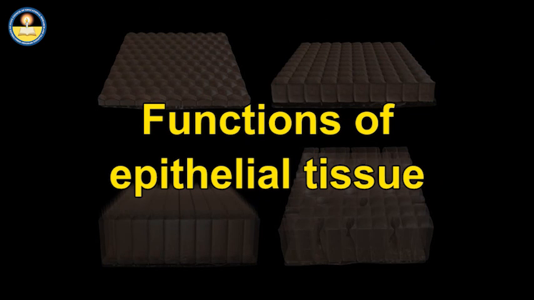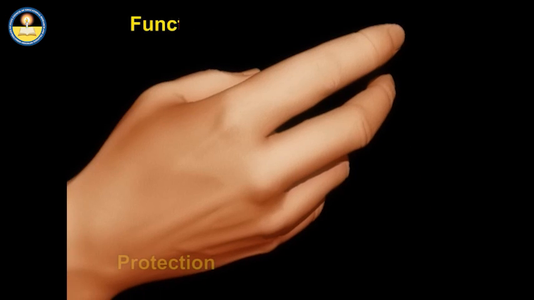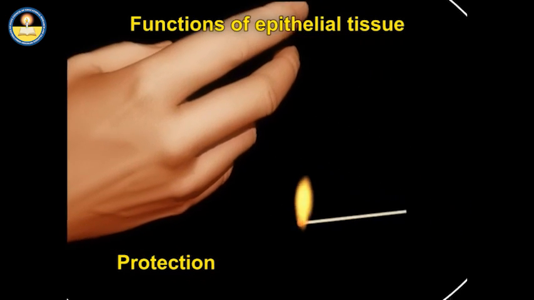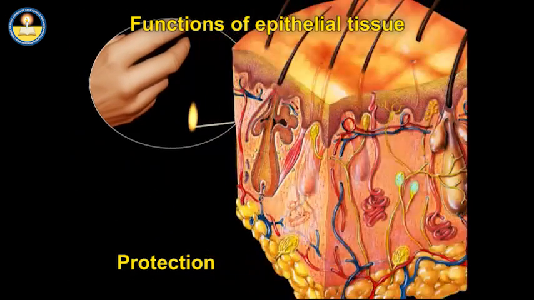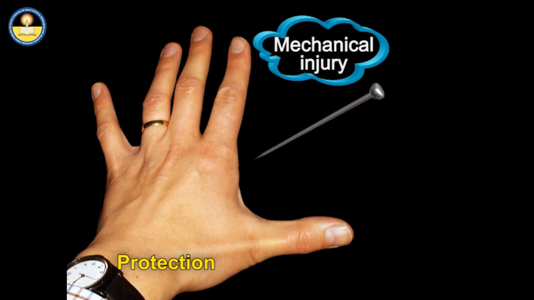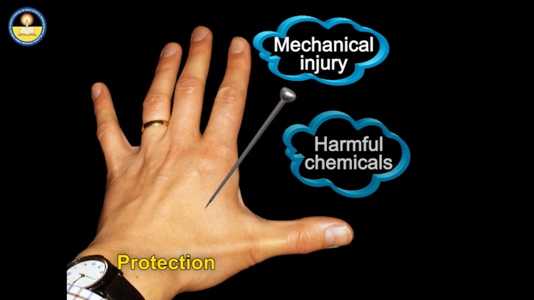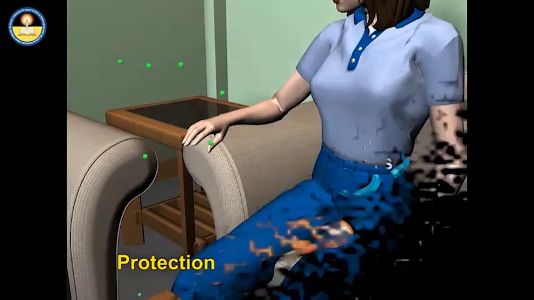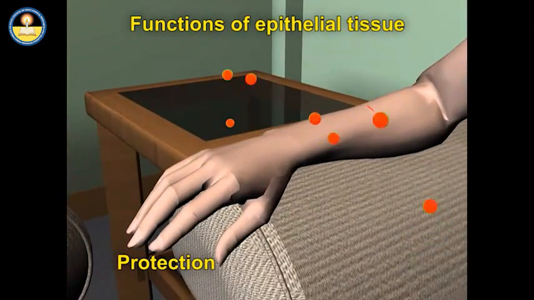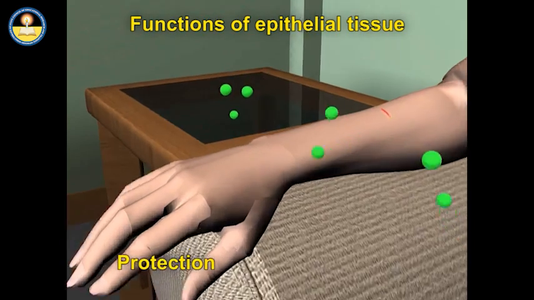Functions of epithelial tissue. Protection. Epithelial cells present as outer skin protect underlying tissue from mechanical injury, harmful chemicals, invading bacteria, and from excessive loss of water.